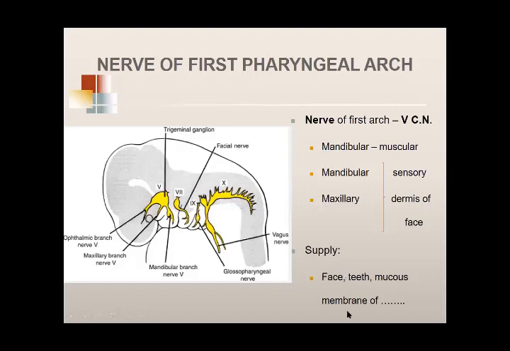Face, teeth, mucous membranes कहाँ की? Nose, mouth, tongue, nasal cavity, oral cavity, etc. ये सब mucous membranes को supply करती है.